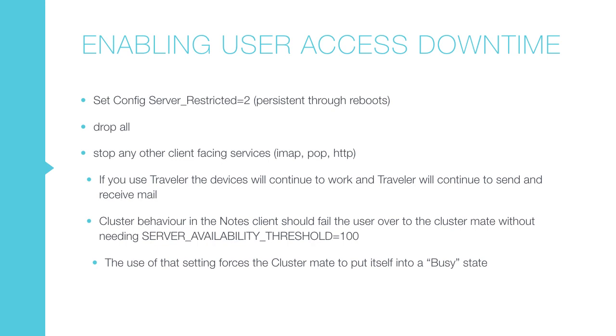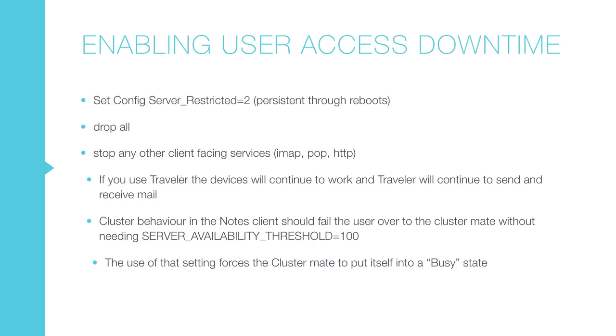So to enable user access downtime, to lock the users off the server, we're going to set a notes.ini setting called server_restricted. We can do that via the server console doing set config server_restricted=2. There are several settings to server_restricted. Setting 1 denies client connection. So as an admin, you connect, but clients can't connect. 2 is the same as 1, but persistent through reboots. And there are settings that actually deny replication connections as well.